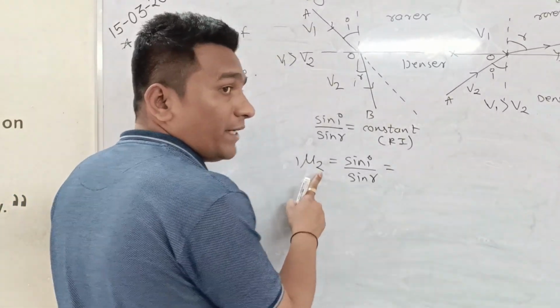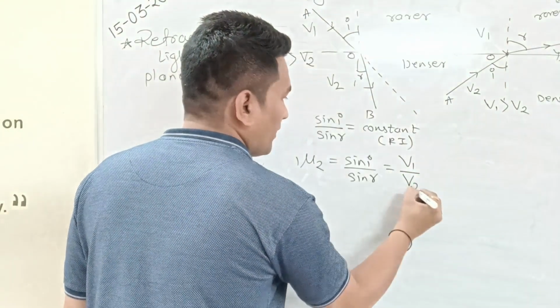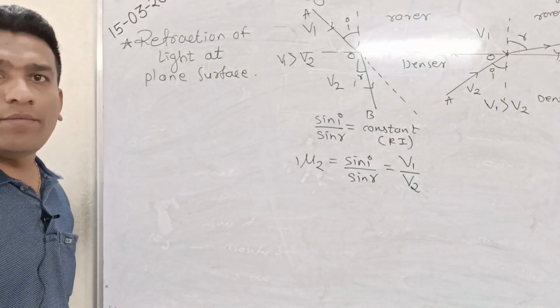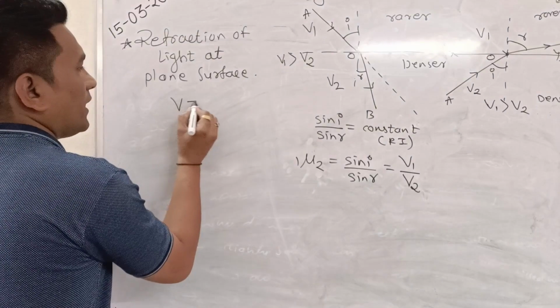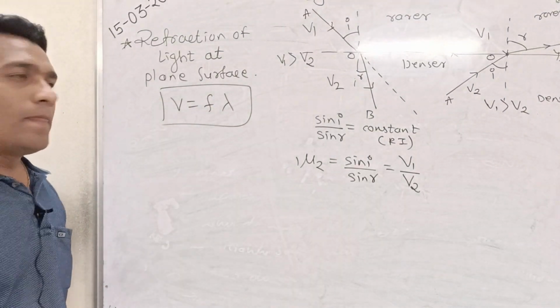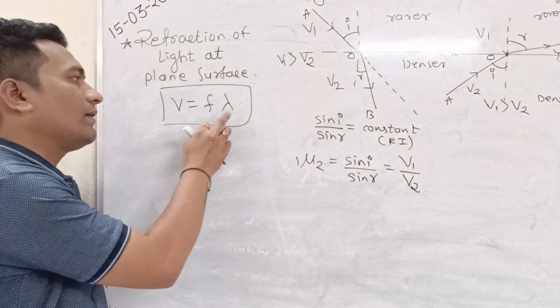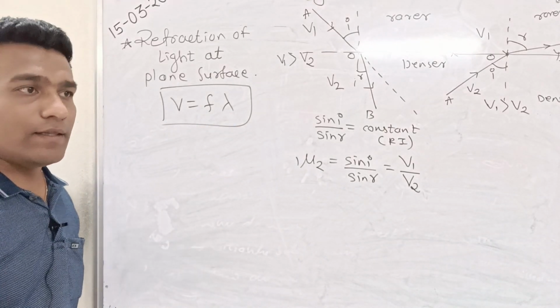Now in terms of formula, what is the formula we have? The refractive index of the second medium with respect to the first medium is the velocity of light in the first medium divided by the velocity of light in the second medium. Also we know that velocity is equal to frequency into wavelength. This is a relation which we have seen. Velocity is equal to frequency into wavelength, right? f for frequency, lambda for wavelength.